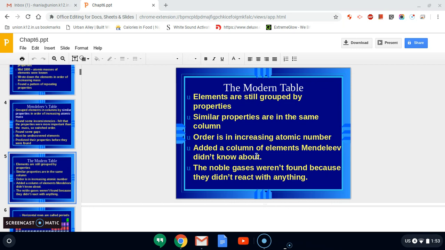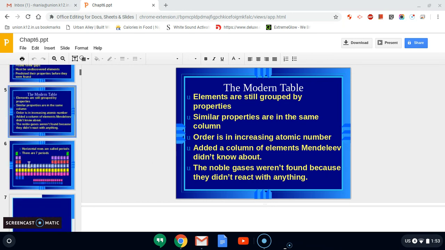Now, we also added a column of elements Mendeleev didn't know about. These are the noble gases, the ones all the way far to the right. The reason he didn't know about them was, A, they were gases, and we didn't study a whole lot of them at the time, but B, they didn't react with anything. We're going to talk about why that is in a little bit. Just understand that's a column Mendeleev didn't know about, so he didn't have it on his periodic table, but we have it on ours.